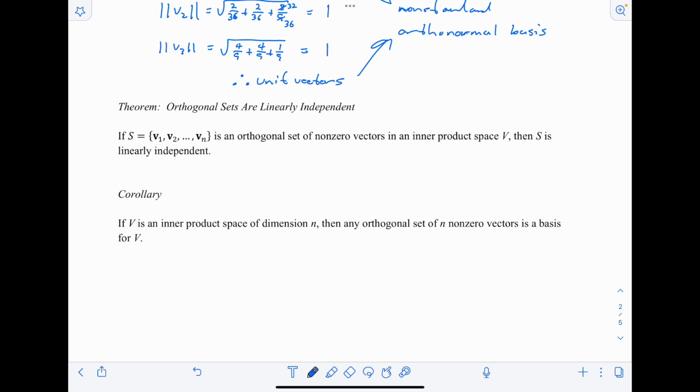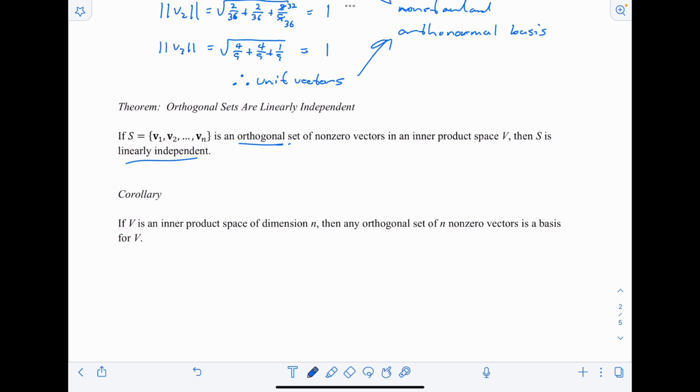So our theorem says that if S is an orthogonal set of non-zero vectors in an inner product space V, then S is linearly independent. So basically, if we have a basis and we know that basis is orthogonal, that all of the vectors are orthogonal to each other, then we automatically know that the vector set is linearly independent. The corollary to that, the follow-up to that, says if V is an inner product space of dimension n, then any orthogonal set of n non-zero vectors is a basis for V.